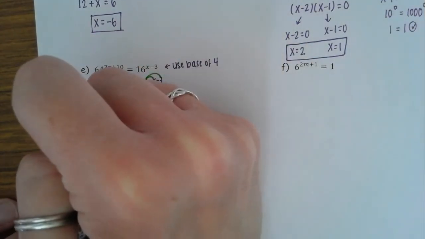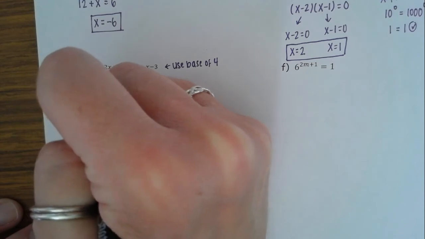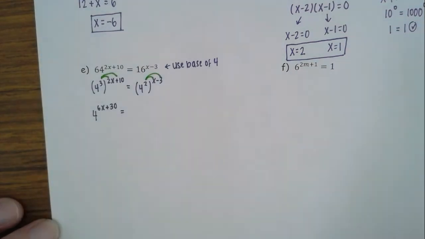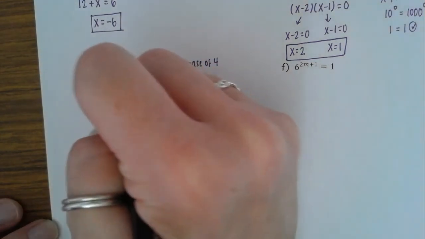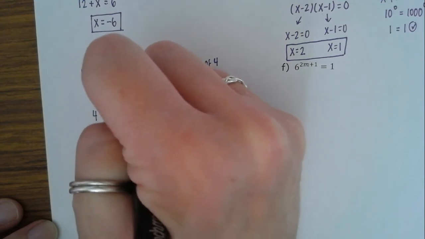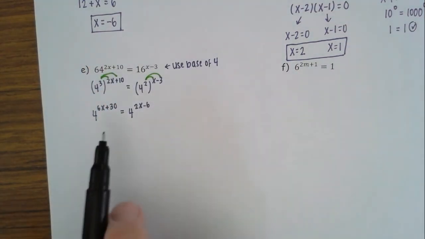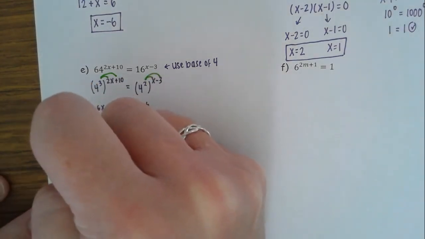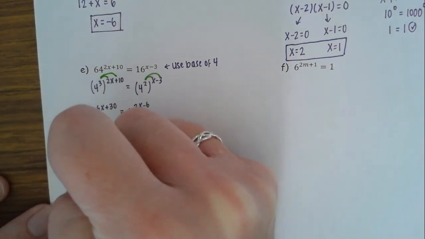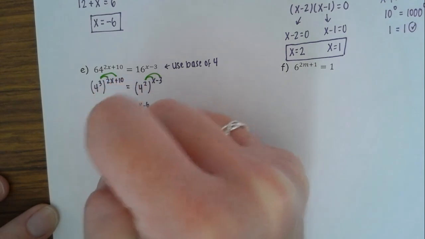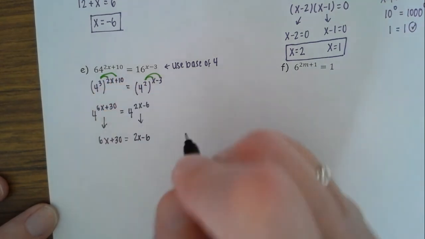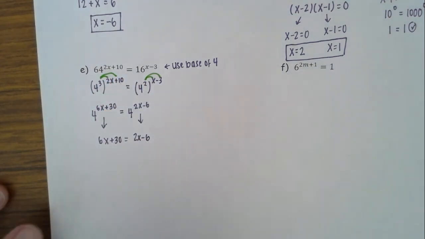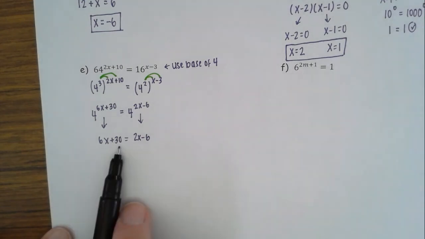So that's going to give me 4 to the 6x plus 30 on the left-hand side. And then on the right-hand side, that's going to give me 4 to the 2x minus 6. And then with the same base of 4, I can go ahead and set these exponents equal. And then I can go ahead and solve this for x.